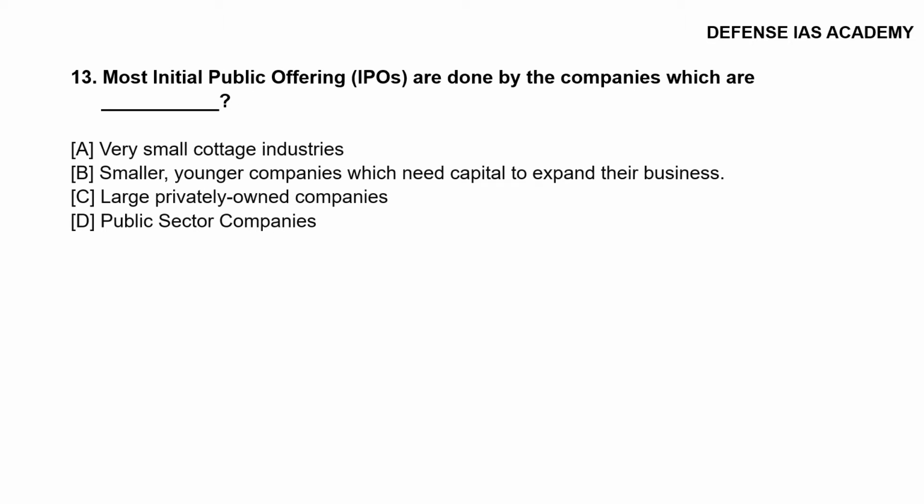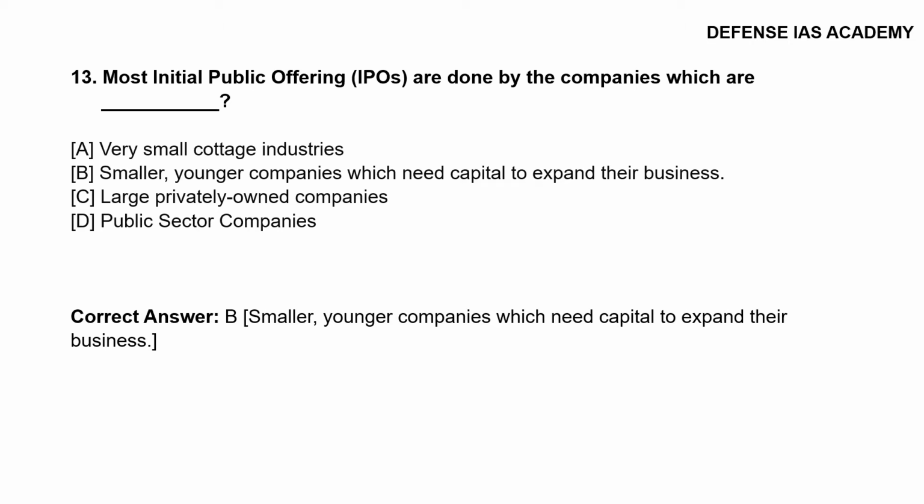Question number 13. Most initial public offerings, IPOs, are done by companies which are? The correct answer is option B, smaller, younger companies which need capital to expand their business.